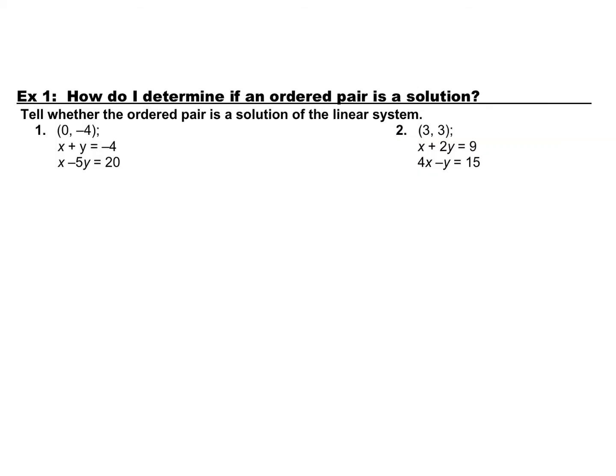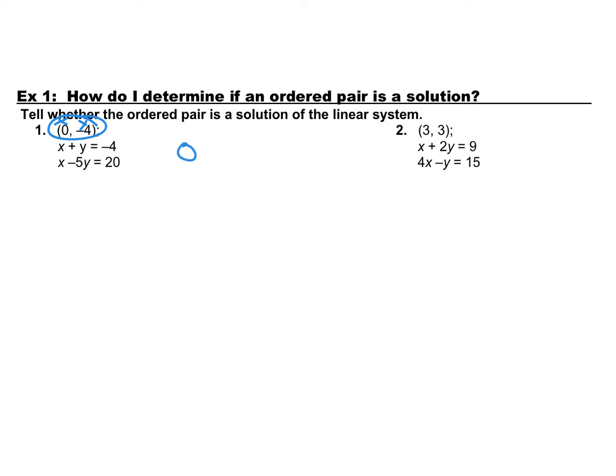All right, so how do I determine if an ordered pair is a solution? Remember, we're saying that the solution is going to be for two or more equations. And so we've got two equations here, and we're checking to see, is the ordered pair (0, -4) a solution of this set of equations below: x plus y is equal to -4 and x minus 5y is equal to 20. So what we're going to do is take our ordered pair. Remember, the ordered pair is a set of an x and a y, and we're going to plug it in to see if it's actually a solution.